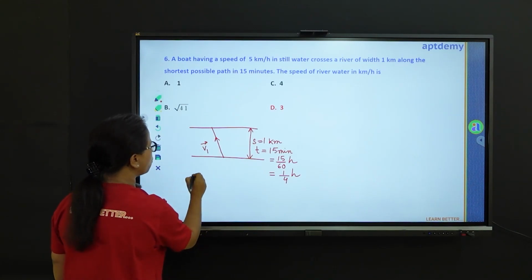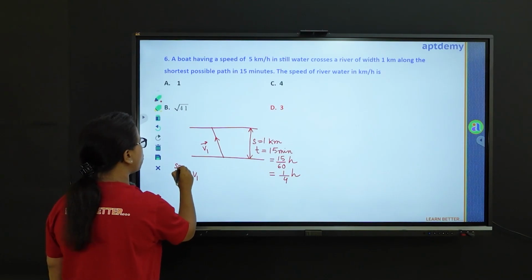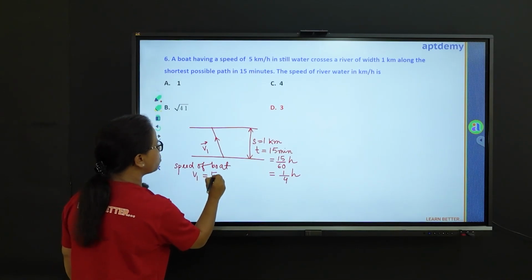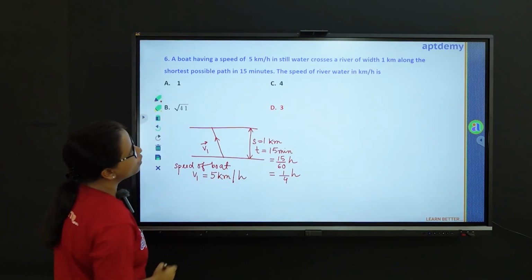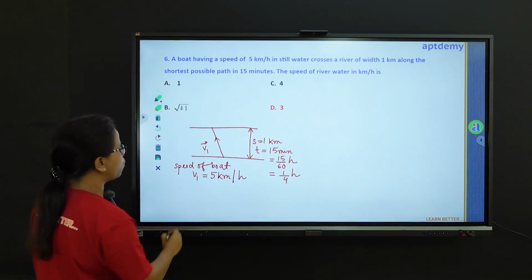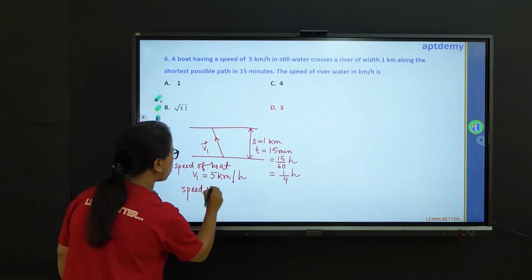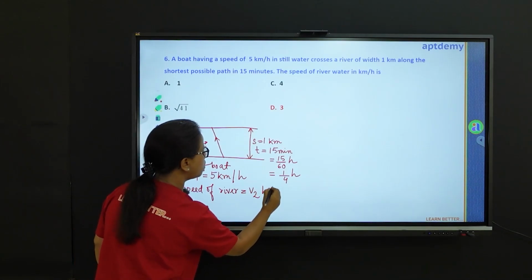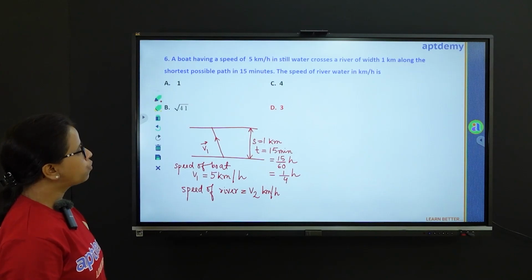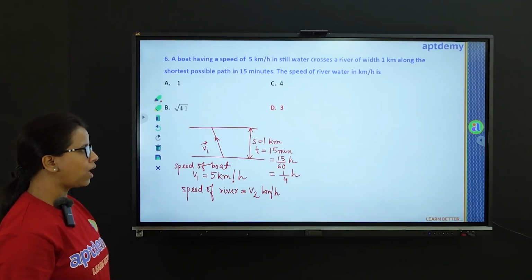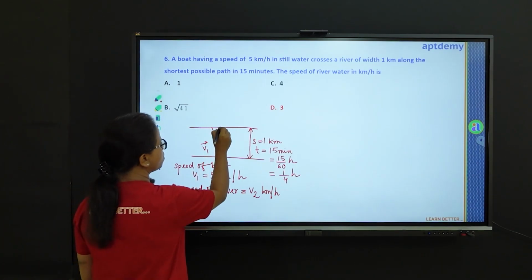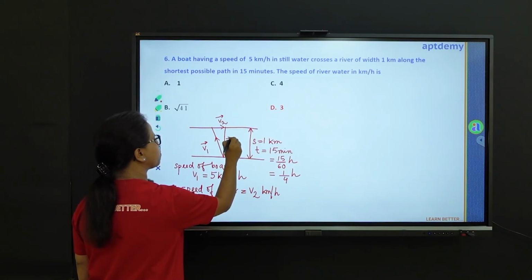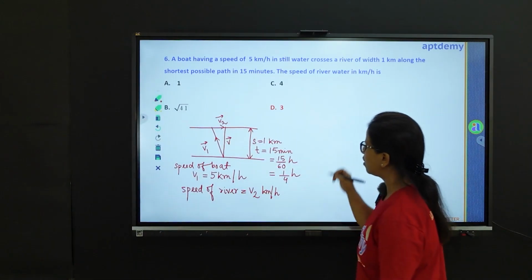If you remember the concepts, we are given V1, the speed of the boat, which is equal to 5 kilometers per hour. We need to find out the speed of the river water. Now we assume that the speed of the river is V2 kilometers per hour. The first thing we have to do is use the expression for the time and find out the resultant velocity. So this is V2, the velocity of the river, and this is the resultant velocity vector V. So let us first find out V, the resultant velocity.